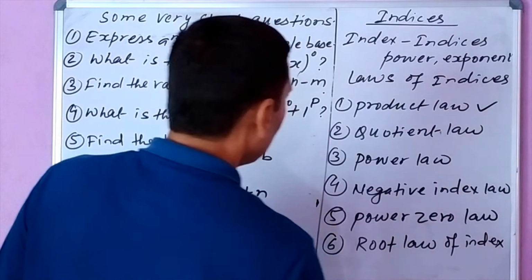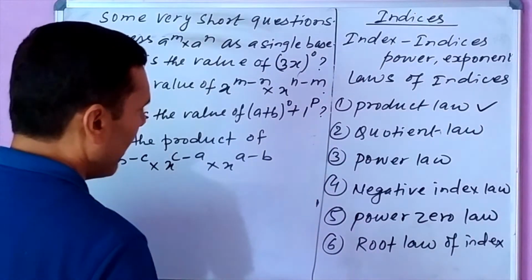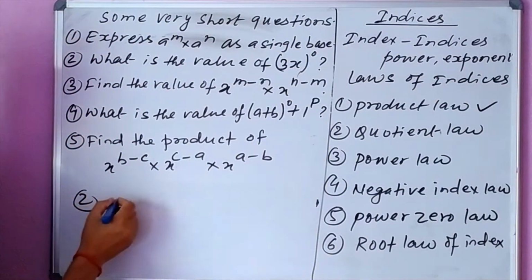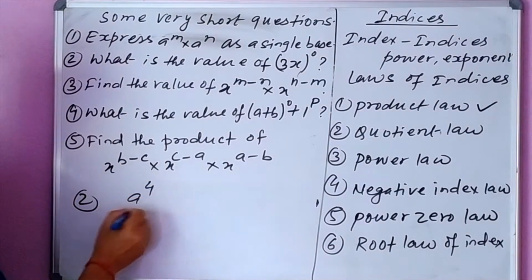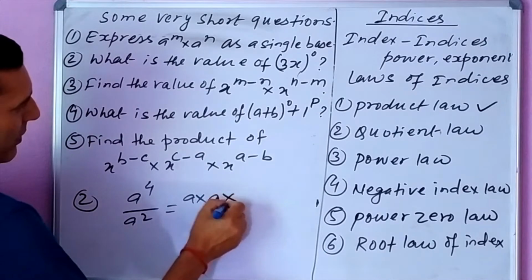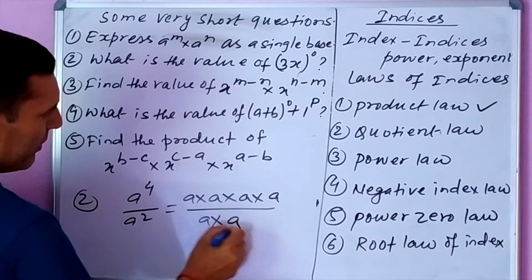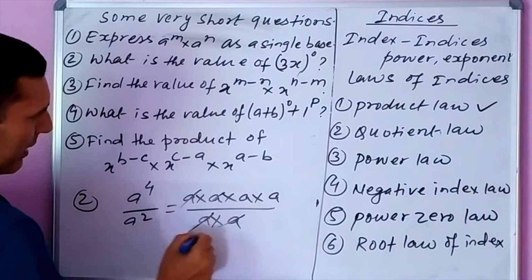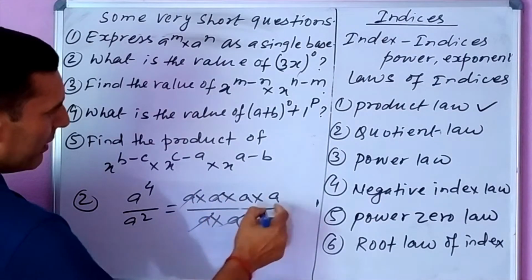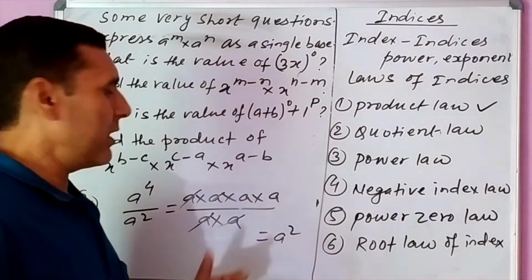Similarly, in number 2 we have the quotient law of indices. Quotient law means while dividing. If we have a to the power 4 upon a square, then it is a into a into a into a upon a into a. Cancel, another a cancel. So what we get? A into a, it is a square. This is a very simple method.